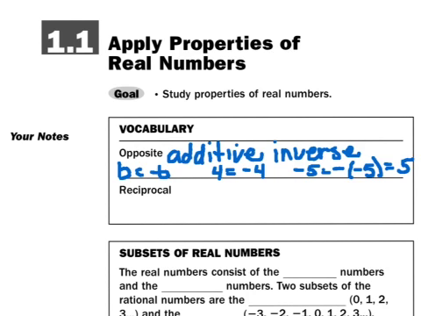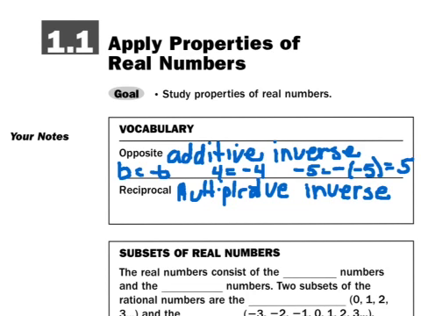The reciprocal is the multiplicative inverse. This is defined as the reciprocal of b is 1 over b. So the reciprocal of 3 would be 1/3. And the reciprocal of negative 1/4 would be positive 4.